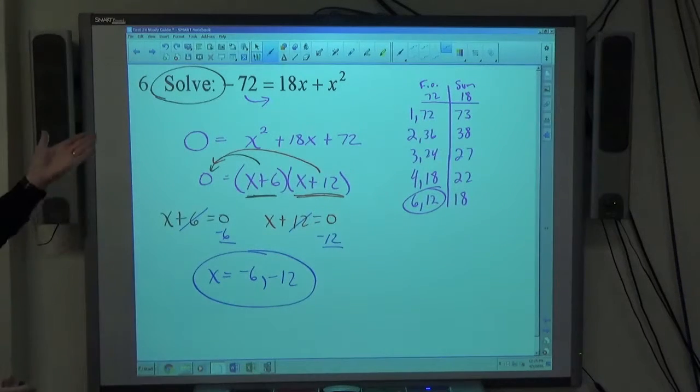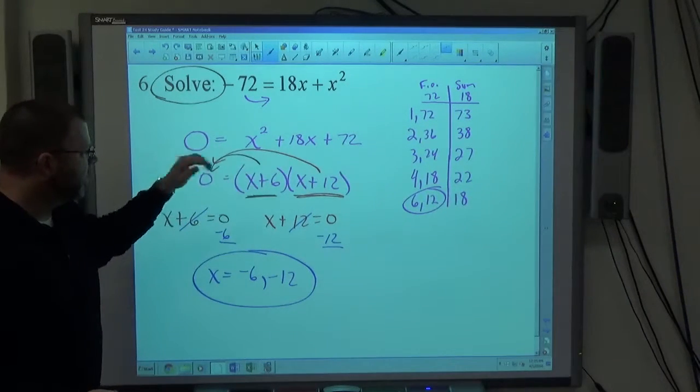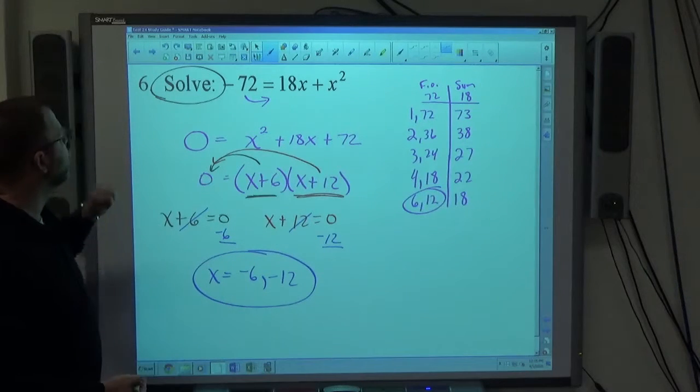Okay, so it should be of similar nature. It'll be a factorable trinomial. Once you get factored form, each factor is equal to 0. Solve those to get the final answer.